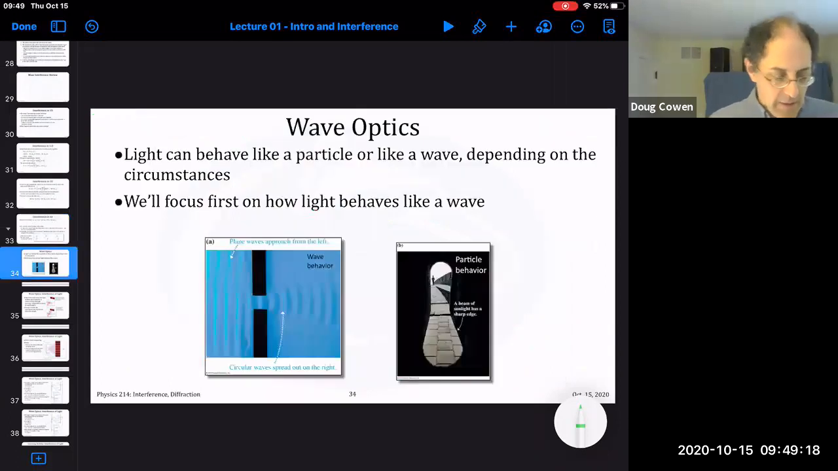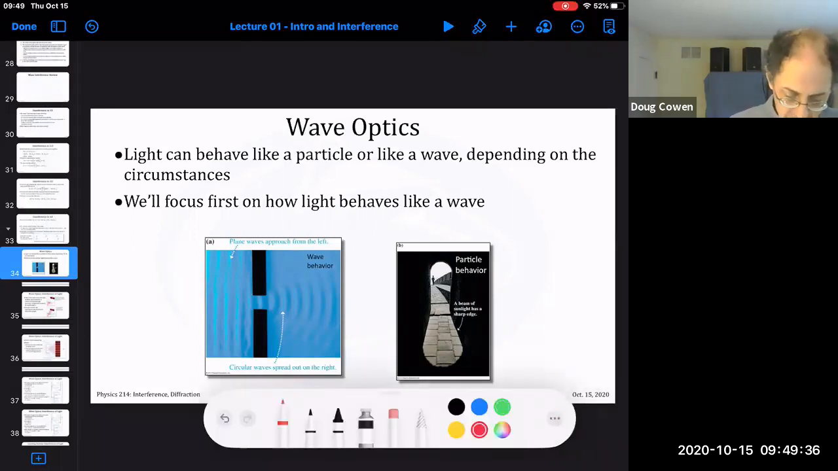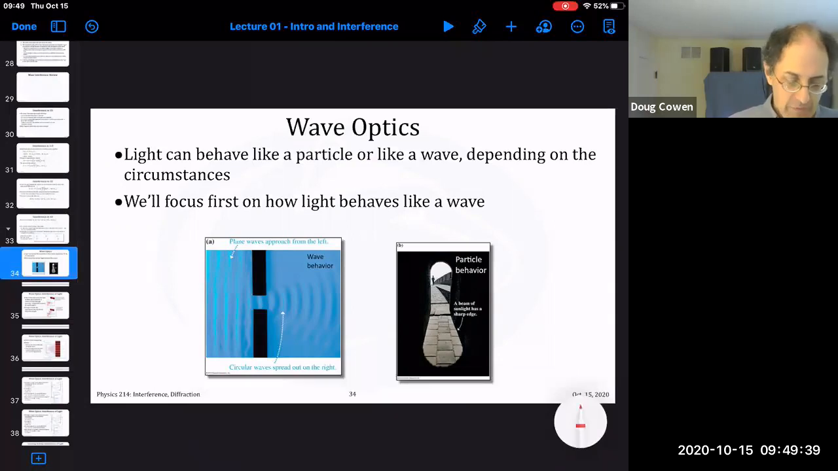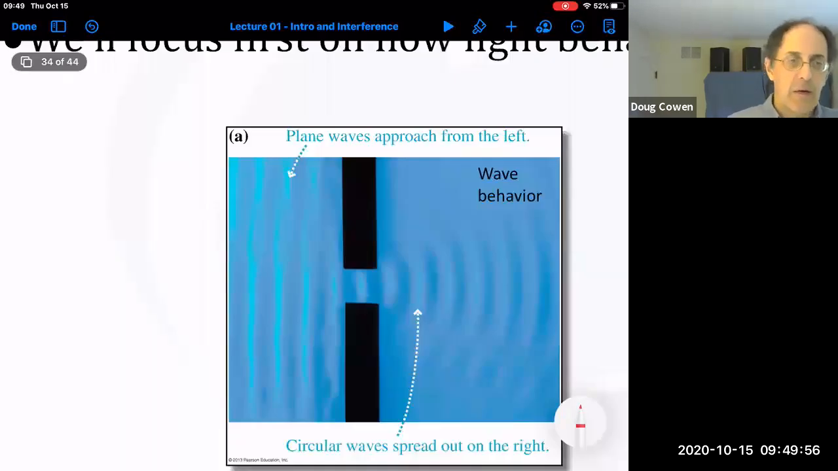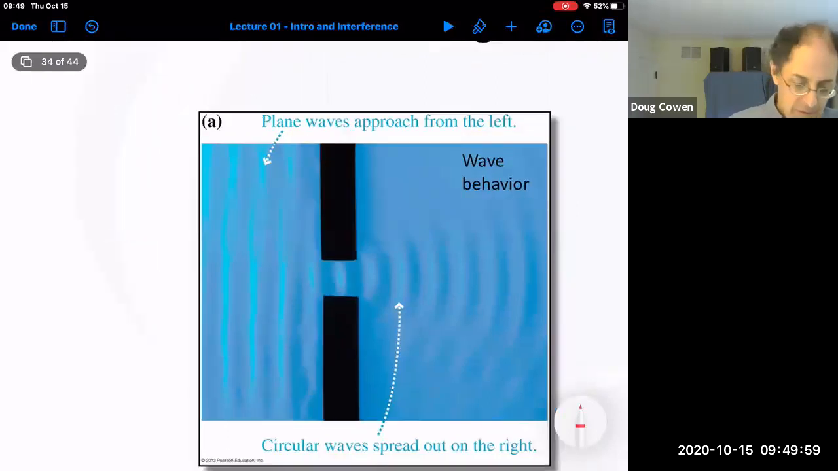What I'd like to now get into is wave optics. What we're going to talk about now is how light behaves like a wave, because it can behave like either a wave or a particle. What I have shown here are two different cases: one where traveling waves behave like waves, and one where they behave like particles. On the left-hand side, this figure is showing some clear wave behavior.